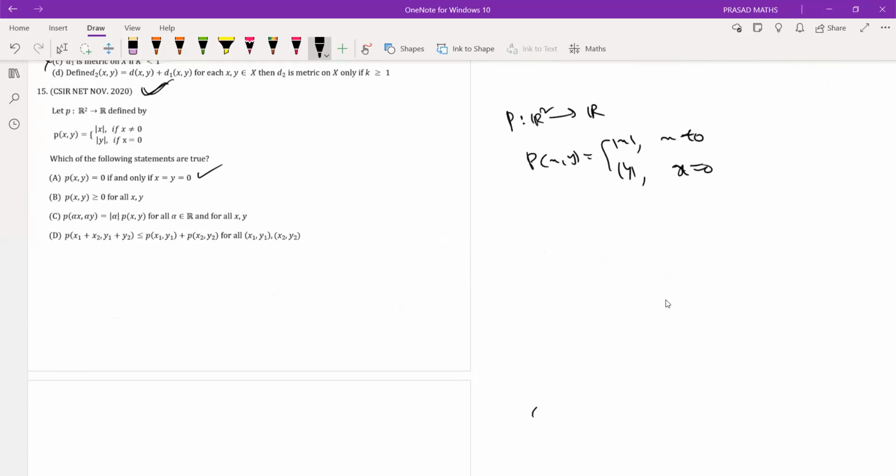P is a function from R square to R defined like this. So look at the first option. What is my first option? P of x comma y is 0 if and only if x comma y equals 0. Both x and y are 0. Right? So what is actually my question? If x is non-zero, you take this option. If x is equal to 0, you can take mod of y. Yes or no? So if you take x equals 0, y equals 0, what is my first condition? P of x comma y.